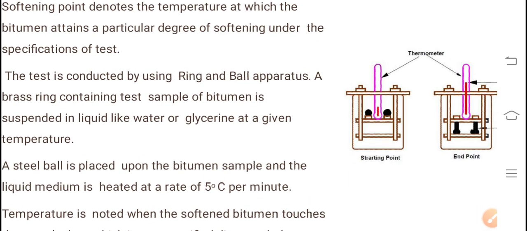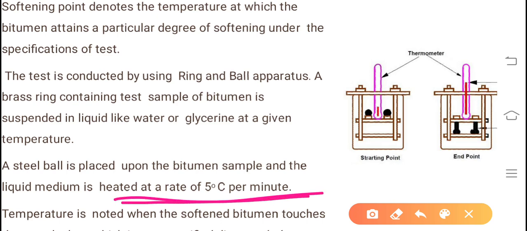Those technical points you should read and understand. It should be heated at a rate of 5 degrees centigrade per minute. That's why the thermometer is used to measure the temperatures. After 1 minute you have to check whether it is raised by 5 or 6 or 4 only. If it is 4, you have to continue. If it is high, then you have to wait for some time, and then the bitumen is to be inserted along with the ring.